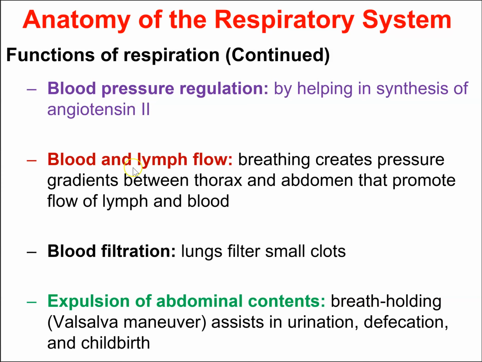Now, the other functions of the respiratory system include blood and lymph flow. Every time we breathe, it creates a pressure gradient between the thoracic region and the abdominal region that promotes the flow of blood and lymph. Now, lymph itself does not have a pump like the cardiovascular system. So the respiratory system creates a pressure gradient that pushes the lymph for lymphatic circulation.